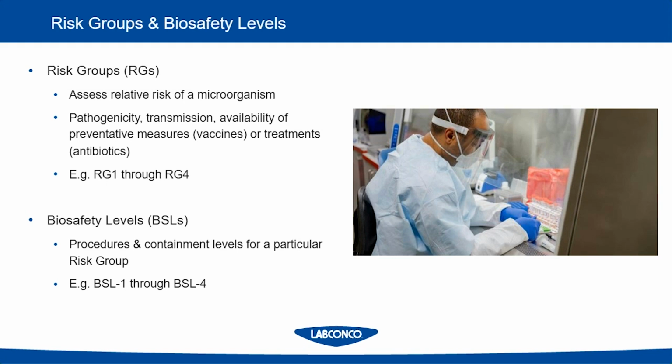Higher things, like tuberculosis, do cause a pathology in people. However, there are also vaccines and medicines out for it. So those might be listed as a risk group 2 or 3, depending on the amount that you're working with. Risk group 4 would be things like Ebola and some others, and those would be required to have BSL 4 level protections.